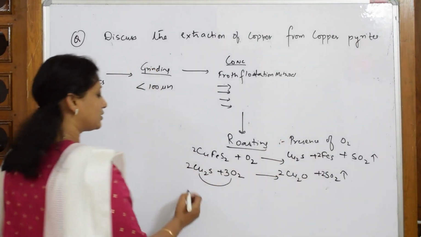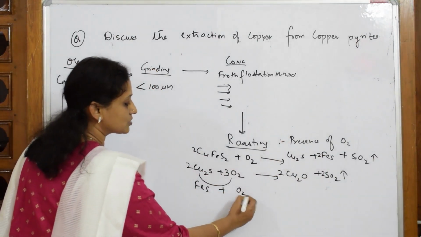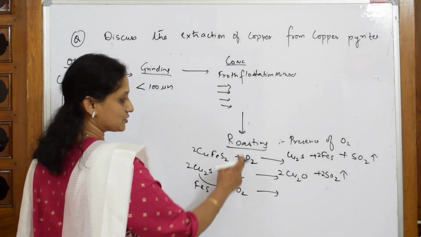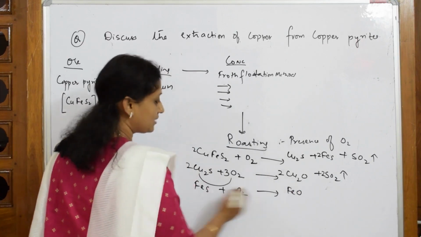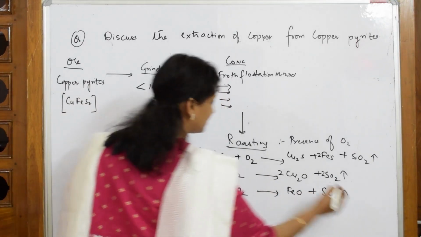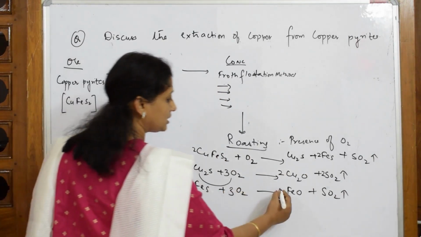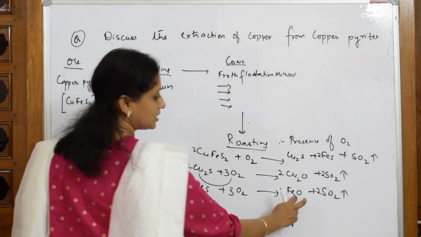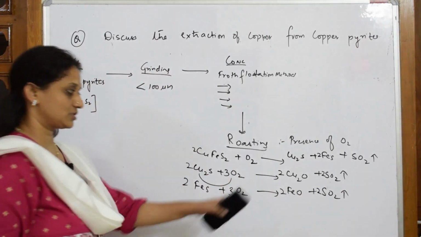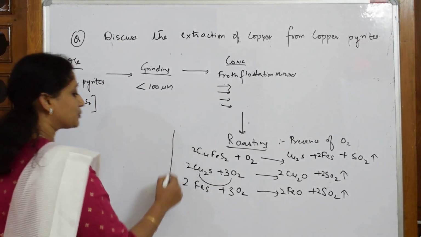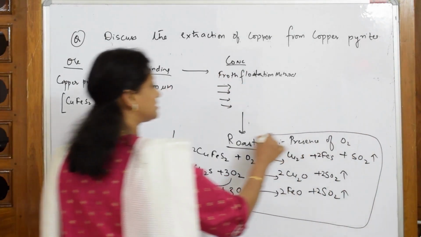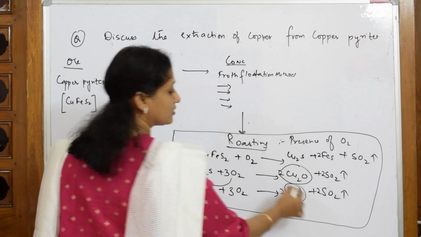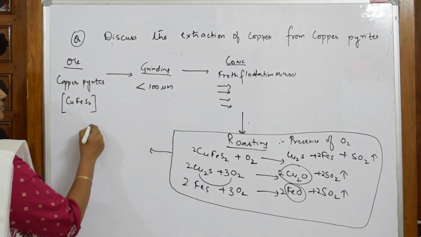Let us roast iron sulfide ore. I'm going to take FeS and add oxygen to this. It's the same story again. Iron sulfide gets oxidized because you're roasting it. It becomes FeO and the leftover comes out as sulfur dioxide gas. It's the same balancing again: 2, 3, 2 and 2. Iron 2, oxygen 6 here, also oxygen 6, and sulfur 2. So this is your roasting process. Once the roasting process is complete, we have to concentrate more on this copper oxide and iron oxide. We are going to send it to a process called smelting.